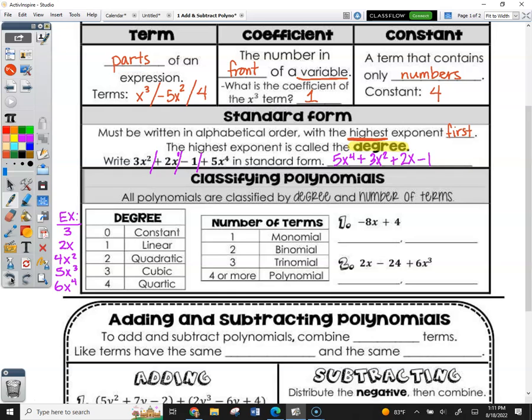So let's look at this. Here's an example. Negative 8x plus 4. Is it a constant? Linear. There you go. It is to the first power, so it's linear, and it only has how many terms? 2. So it's a binomial. Now the second example is a trick because it is not in standard form, so you have to look at it carefully. It is a cubic trinomial, or you could say polynomial.